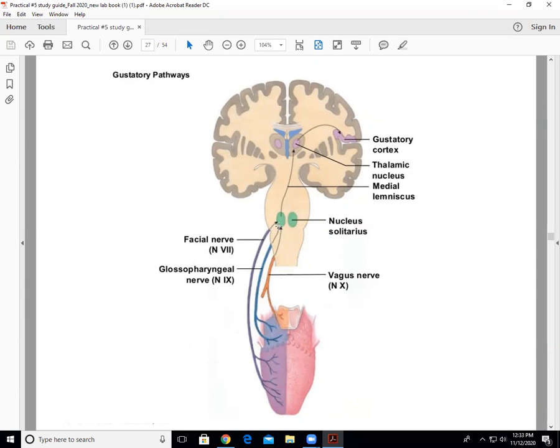Information from those nerves goes to the nucleus solitarius in the brainstem and goes on to your thalamic nucleus, so it's in your thalamus. Okay, information goes to the portion of the cerebral cortex associated with gustation for taste. It's gustatory cortex.